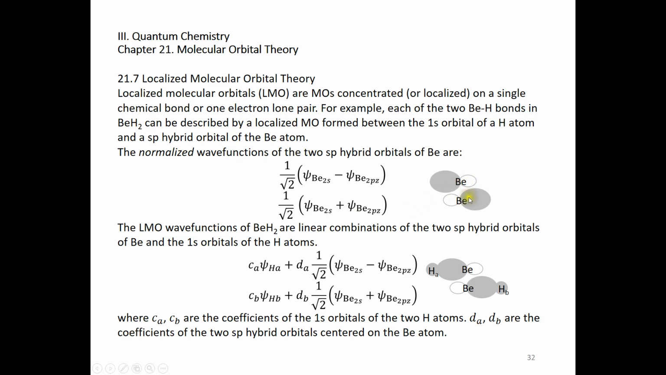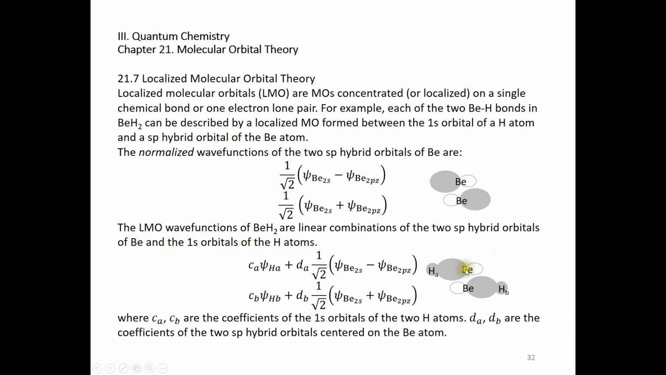And over here, those are the shapes. If we have the interaction between the 2s orbital and the 2pz orbital, we can mix them in two different ways. One way gives a larger lobe pointing to the left, the other gives a larger lobe pointing to the right. The localized MO wave functions of beryllium hydride are linear combinations of the two sp hybrid orbitals of beryllium and the 1s orbitals of the two hydrogen atoms.